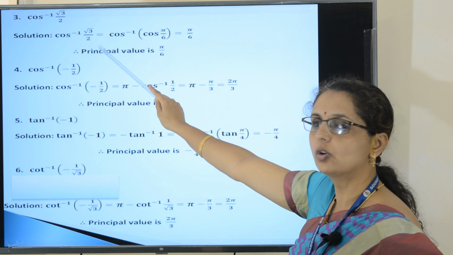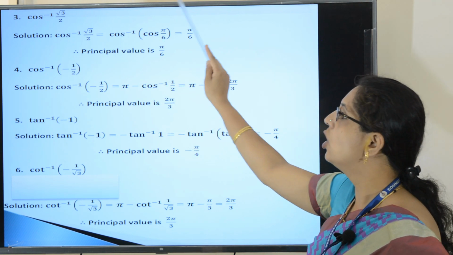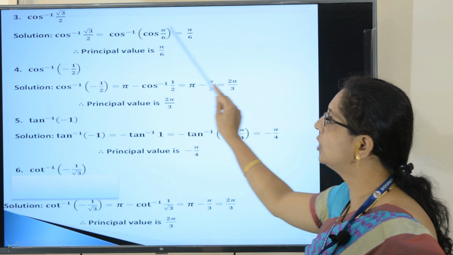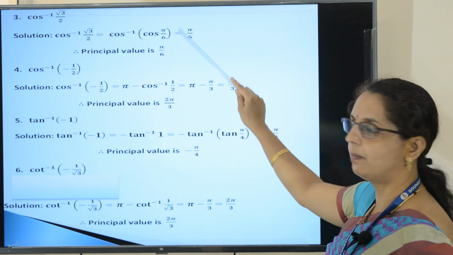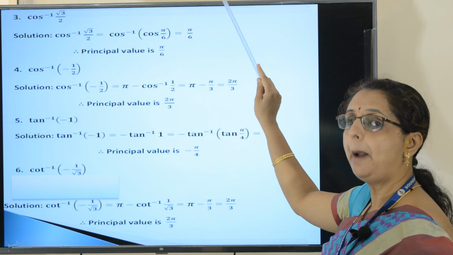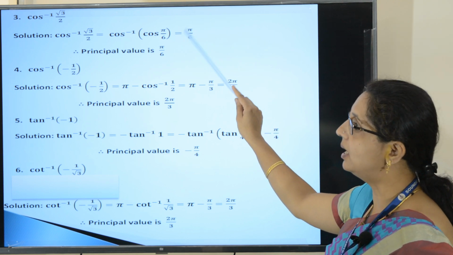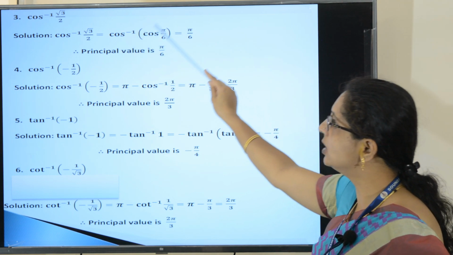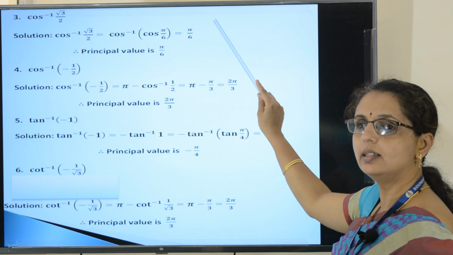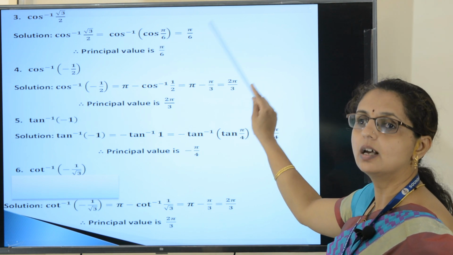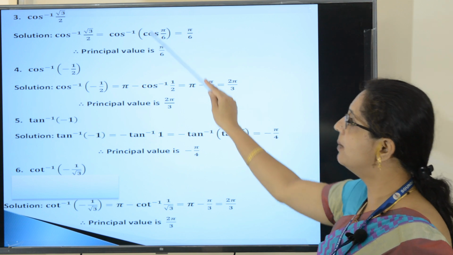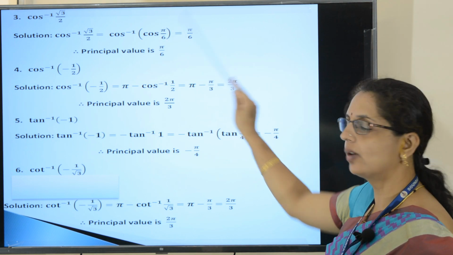Cos inverse of root 3 by 2 equal to cos inverse of, how to write root 3 by 2, students? Cos of pi by 6. And now I am permissible to eliminate this cos inverse and cos and write only the angle pi by 6. Why I can do that? How I can eliminate this cos inverse and cos, students?